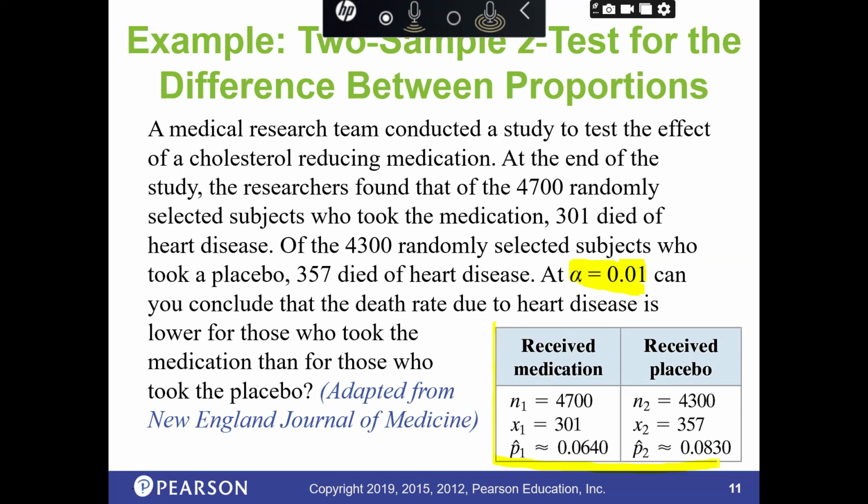Just one more problem, guys. There it is. So how do we find this? We take the 301 and divide it by 4,700, and we get this little value right here. That's just x1 divided by n1, about 6%. Then we go over here and do x2 divided by n2, and we get 8%. So now, is the difference between 6% and 8% significant enough?